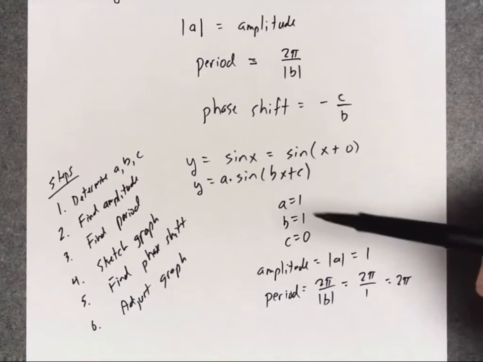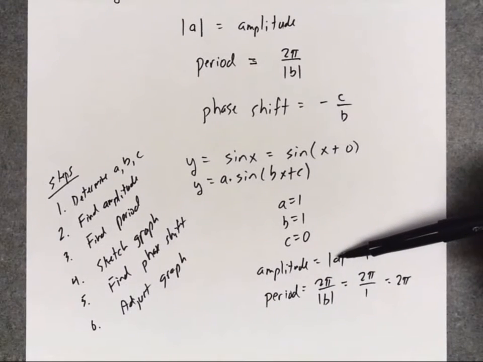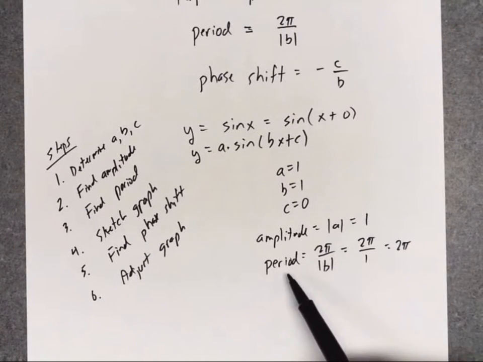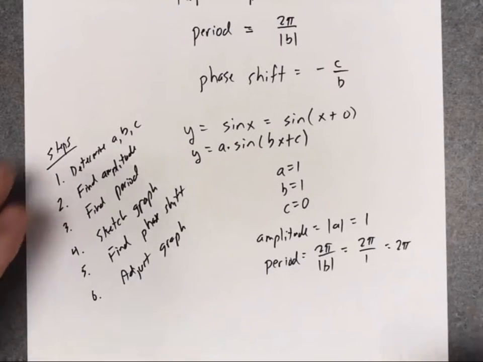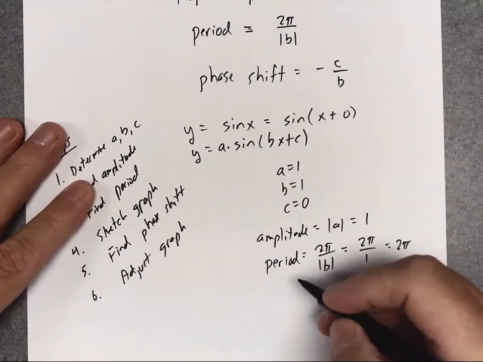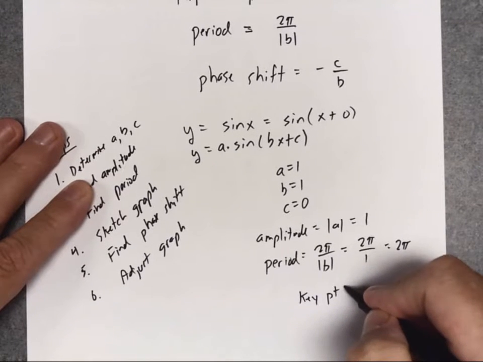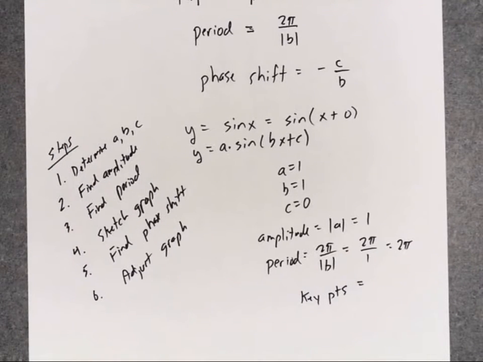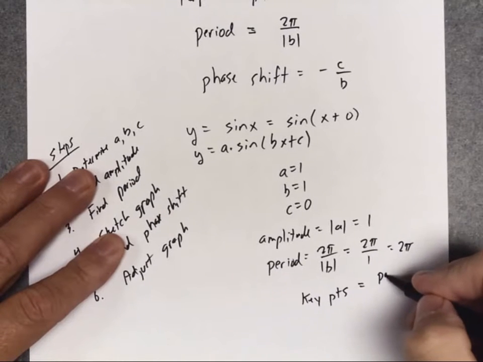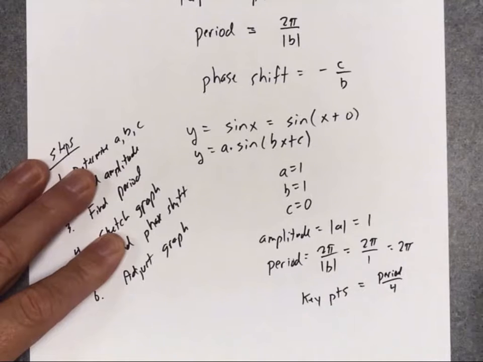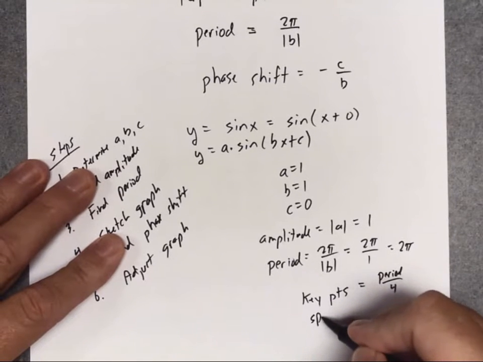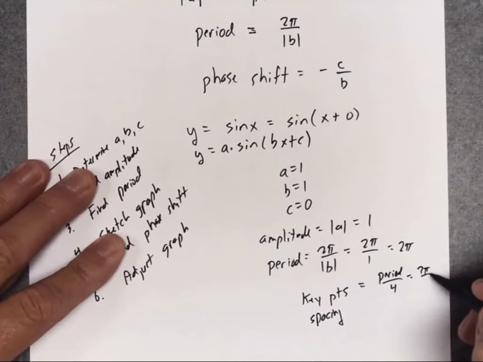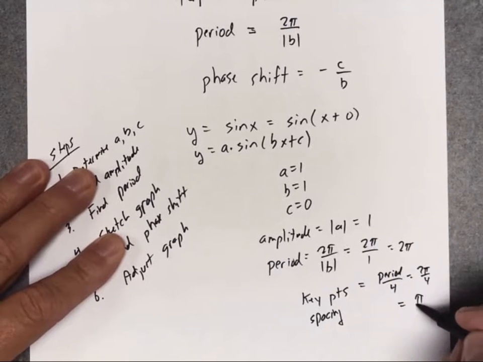Now I'm not going to calculate my phase shift. I'm going to go ahead and, based upon the amplitude and the period, try and sketch a graph. Now here's the thing I like to do. As soon as I find a period, I do this thing that I call the key points. These key points give me a quick way to help me sketch the graph. So what you do is you take the period, or how about I call it key point spacing, which is probably a better word. I take the period and divide it by 4. So 2 pi over 4 ends up being pi over 2.